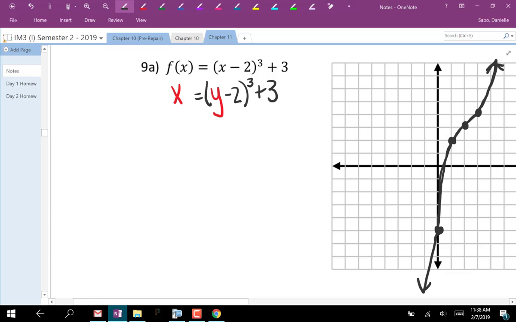I must move the 3. I must do something with this guy. And I must move the 2. So there's 3 things I have to do here, even just counting how many items you need to do. So what am I going to do to both sides first? Minus 3, very good. You're killing it.